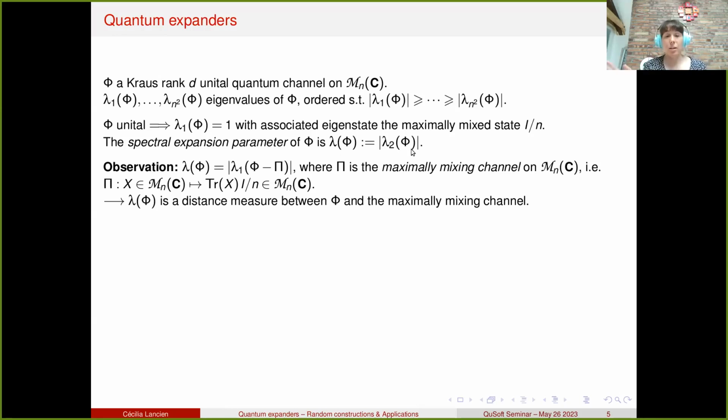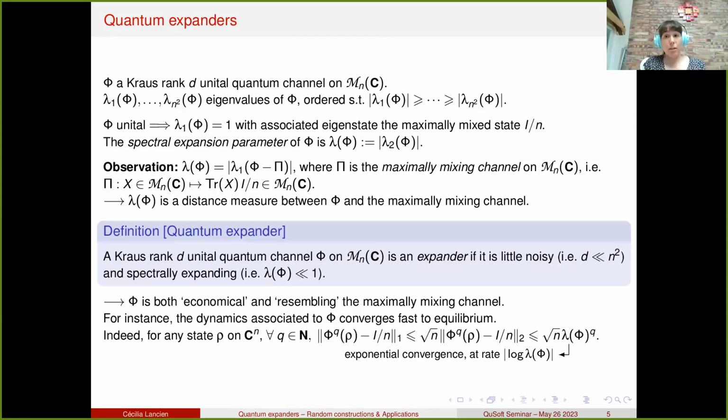Again, exactly as in the classical case, we can view this spectral expansion parameter as measuring the distance of our quantum channel phi to a particular quantum channel, which is the so-called maximally mixing channel. So the channel that I've denoted by pi that sends everything onto the maximally mixed state.